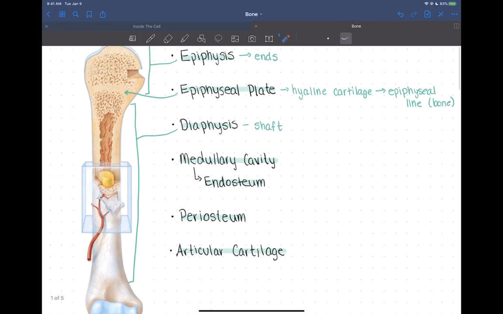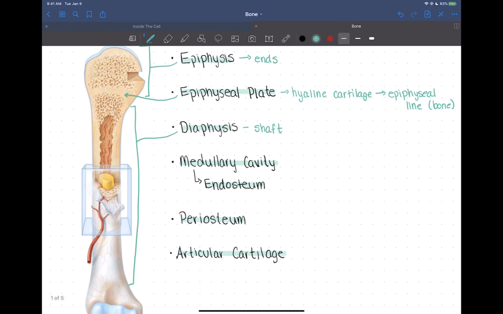All right, and so then in the central part of our diaphysis, we have this kind of open cavity that's called the medullary cavity. So that's going to be here. That's the medullary cavity, and the medullary cavity contains yellow bone marrow. You can see that kind of yellow in there, right? That's going to be our yellow marrow, mostly made of fat, as we said before.